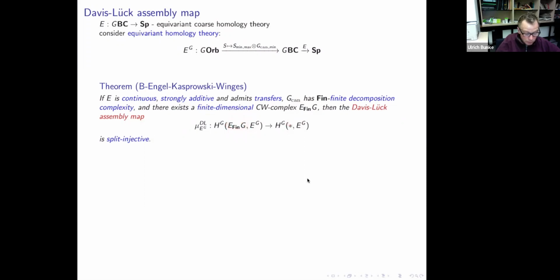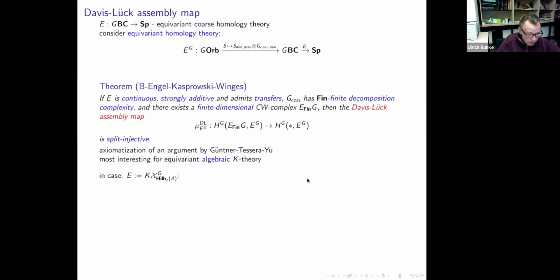So this is a kind of Novikov conjecture for this equivariant homology theory. And this is proven by an axiomatization of an argument by Guentner, Tessera, and Yu. So this has been proven for equivariant algebraic K-theory, but again, the argument does not use anything specific, it only uses the axioms. So it's a general theorem about all coarse homology theories satisfying some natural additional conditions. But it can be applied to our coarse K homology, say with coefficients in the Hilbert modules over A.